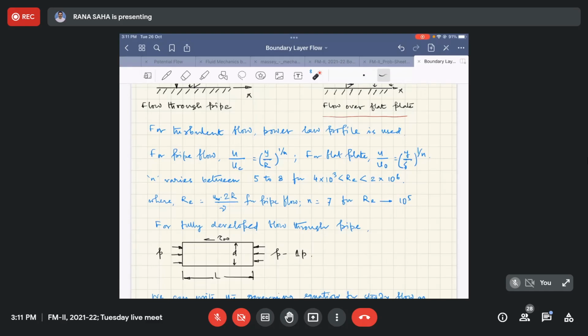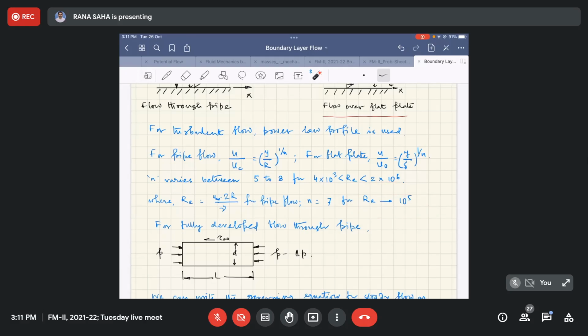And that is for flat plate. Here y by R is being replaced by y by delta, and U naught is replaced by UC, or rather UC is replaced by U naught here. So these are the two changes that one can observe. This index n varies from 5 to 8 depending on Reynolds number, and in this study we set the value of n as 7 for a typical value of Reynolds number 10 to the power 5.